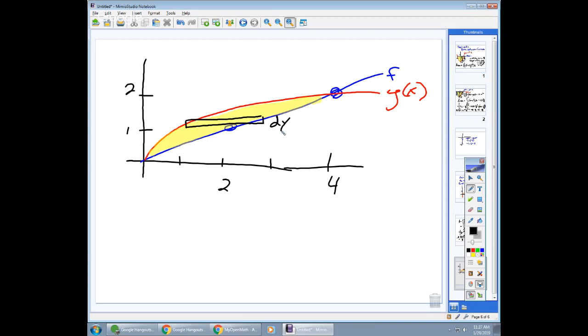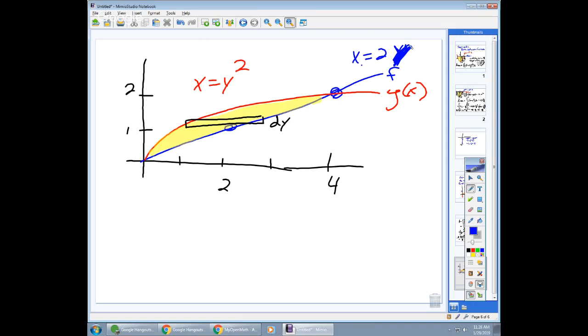So this red function here could be called x equals y squared, if I solve for x. And f was y equals 1/2 x. What's the inverse of that? It would be 2y. So the blue function would become x equals 2y. That's a y. It's a very fat y. Anyway, that's a big fat y up there.